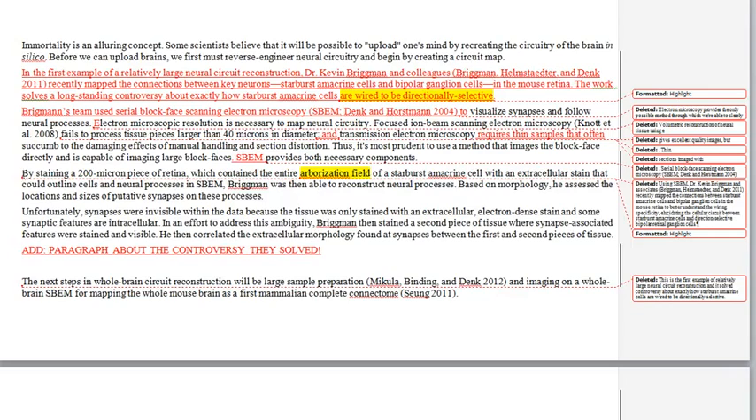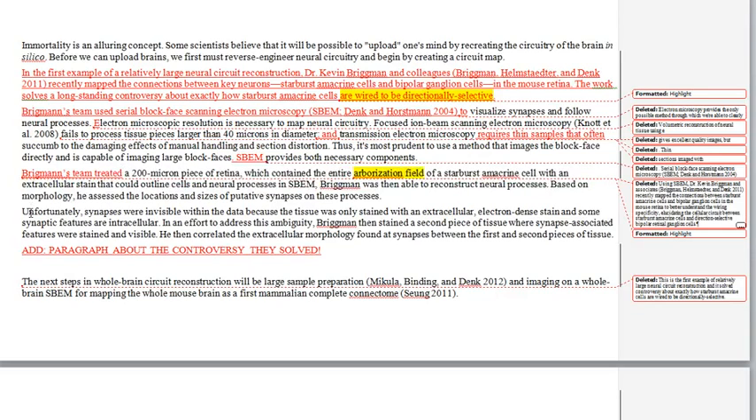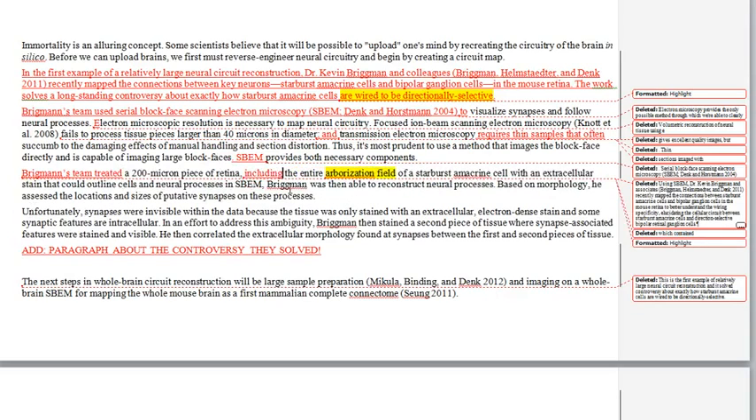This is kind of a long sentence. I'm going to just notice that the author writes by staining with an extracellular stain. I thought maybe we could change that to treating. So I said Brigman's team treated a 200 micron piece of retina. To get rid of a word here, instead of which contained, I'll put including the entire arborization field of this particular type of cell. And I'm going to set that little extra detail off with commas here, because we could actually, you don't need that whole detail. We could just say Brigman's team treated a 200 micron piece of retina with an extracellular stain.